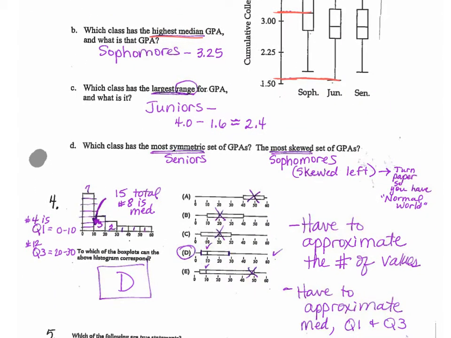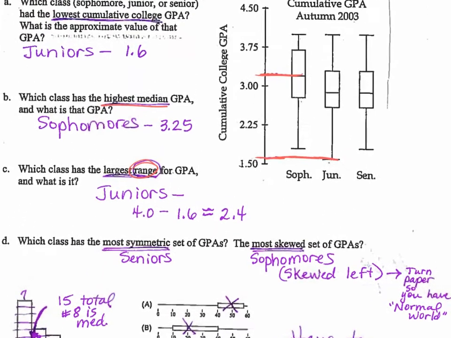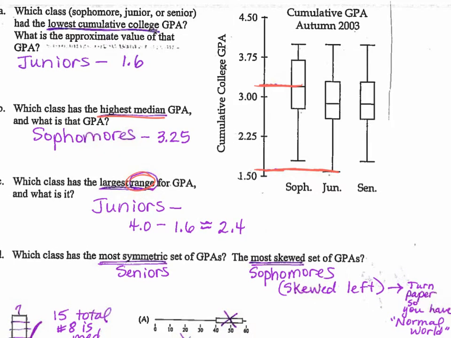The largest range. I did get people asking me on range if that meant interquartile range or actual range. It means actual range, high minus low. It will say interquartile range if it means interquartile range. So that was juniors at about 2.4. Now, the most symmetric was the seniors, and then I want to ask you about these sophomores right here.